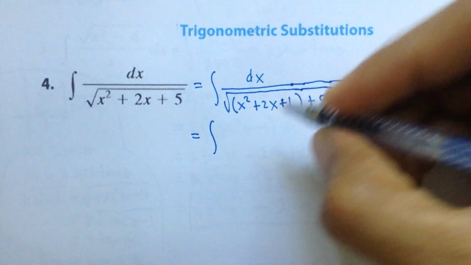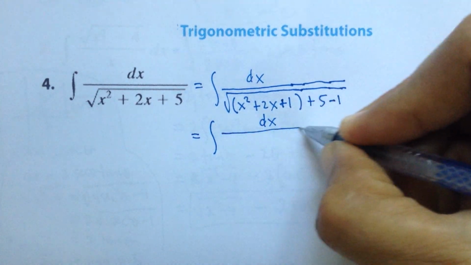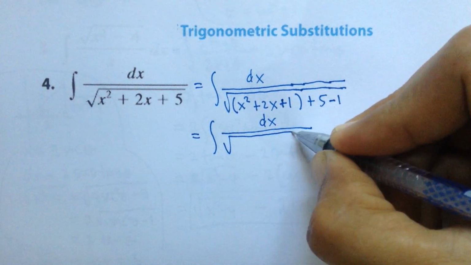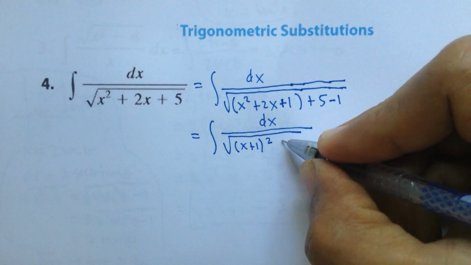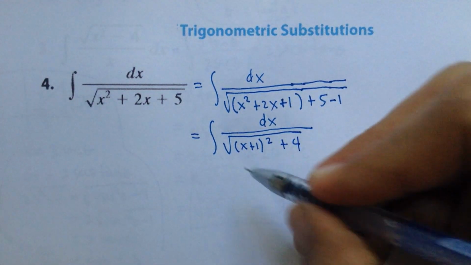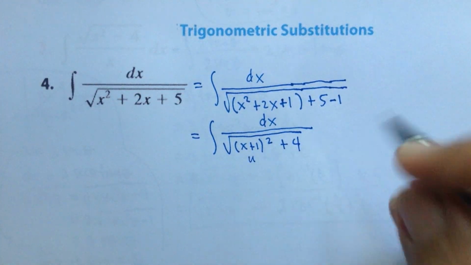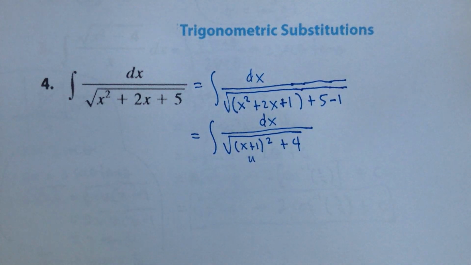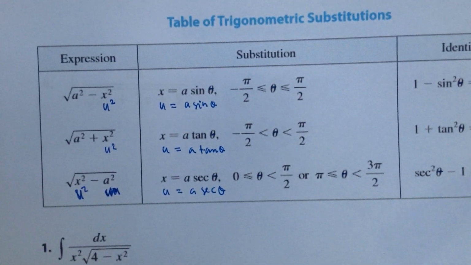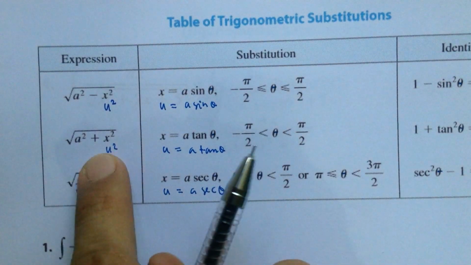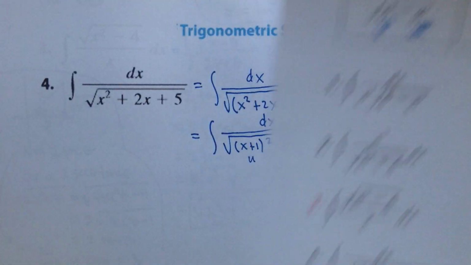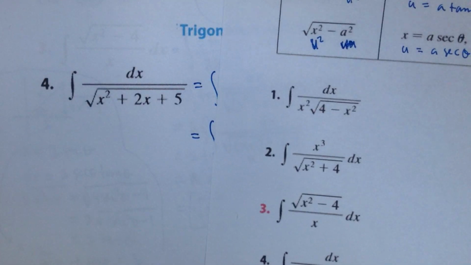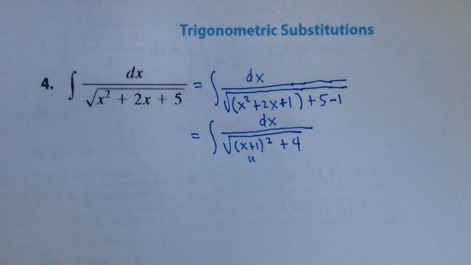And then this will become dx over square root of x plus 1 quantity squared, then plus 4. So obviously this is your u. It is of the form u squared plus 4. So going back to our table, it satisfies this form, right? That means that our substitution is u equals a tangent theta. Let's solve that directly without using the diagram, the right triangle, anymore.